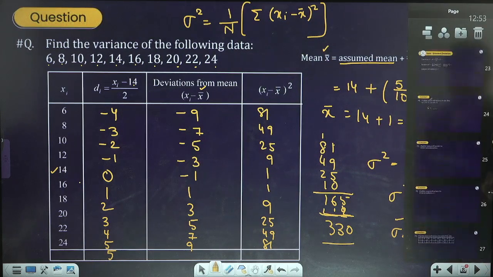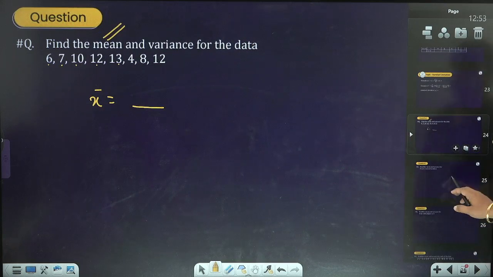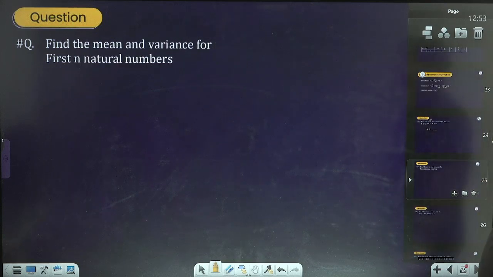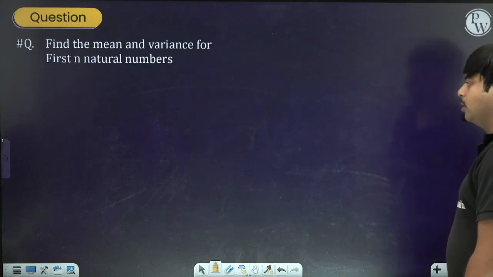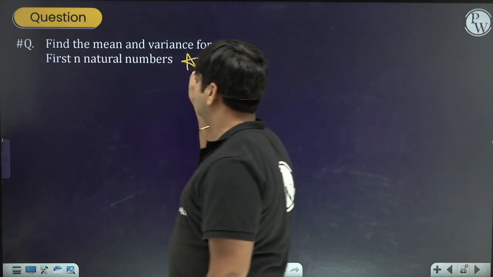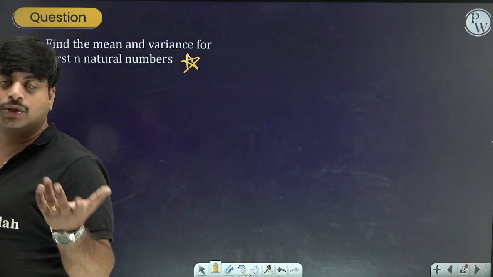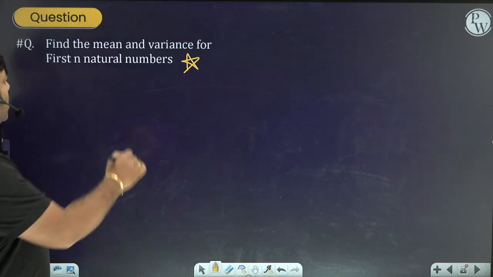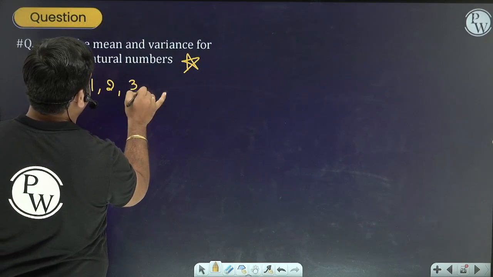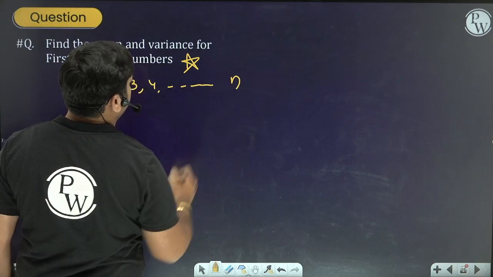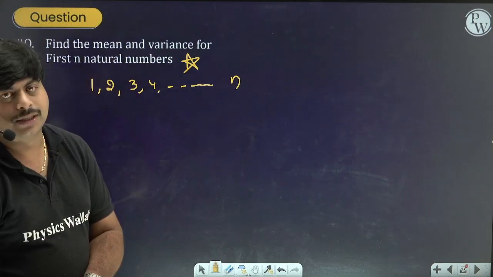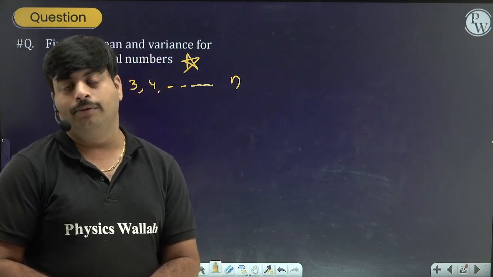Right, so this is mean and median. Next, find the mean and variance for first n natural numbers. People, this is important. For first n natural numbers, tell me what are the n natural numbers? So 1, 2, 3, 4, and so on till n. How many numbers are there? N numbers. Sum of all these numbers, do you remember, people?